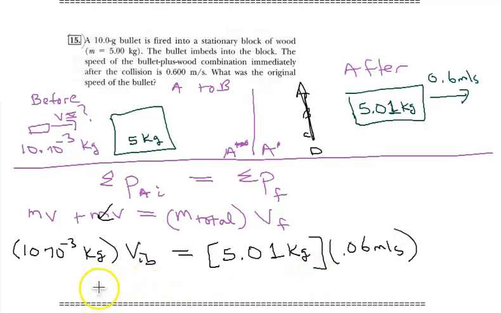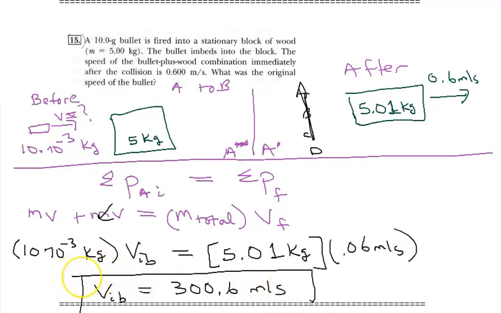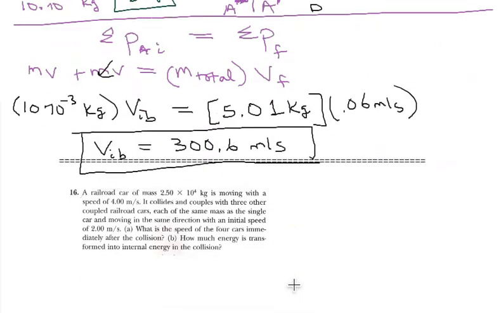And if you solve that for V initial of the bullet, you get 300.6 meters per second. Really fast, right? Because that's what bullets do. Okay, awesome. That was question 15.